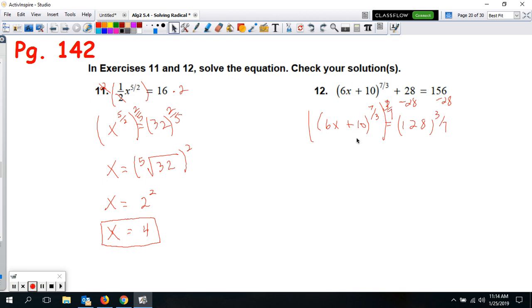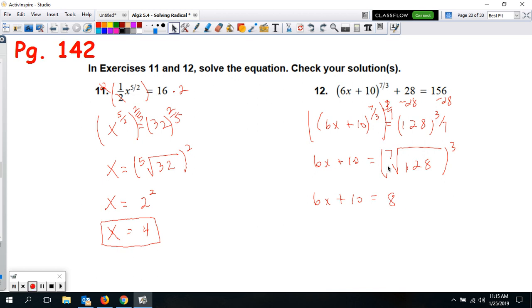And that just gives me my 6x plus 10 now here. And this can now become a radical where it's a 7th root of this 128. And the 3 will be the extra exponent to do afterwards. And this right here, the 7th root of 128, again, is 2. That's a perfect number. 128 is a perfect 7th root. It's 2 times itself 7 times. So we can see that's going to become 2 to the 3rd power, which is just 8.